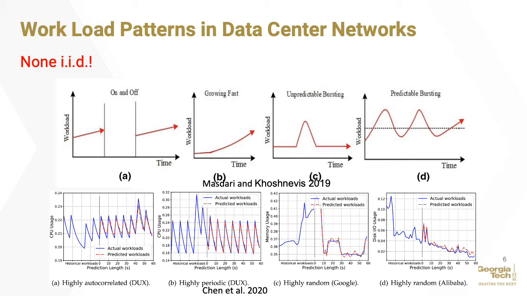So that means in real data center networks, the arrivals are not i.i.d. So how do we analyze the performance of such data center networks under non-i.i.d. arrivals? This is very important, right? So here we use the Markov modulated arrival to model this process.